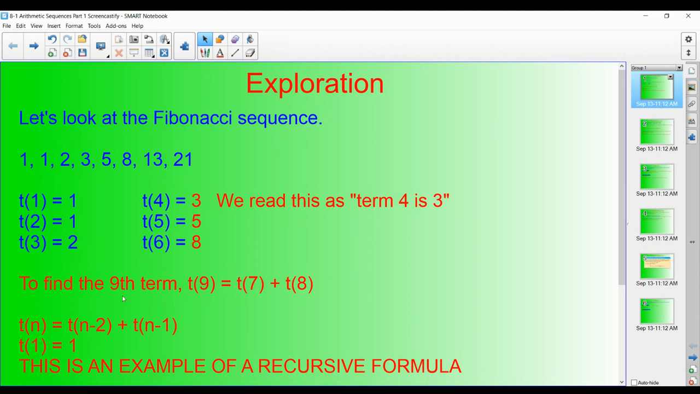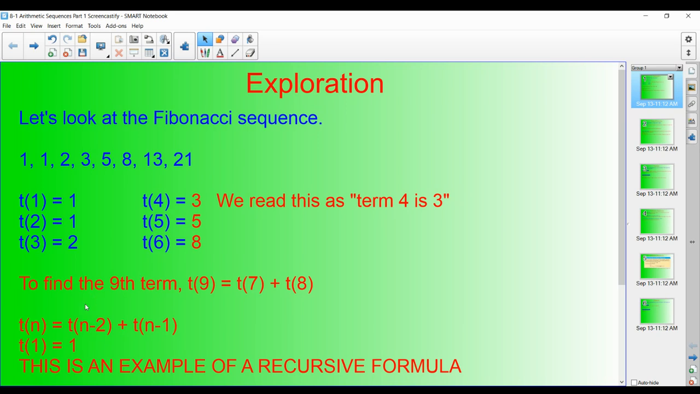So to find the ninth term in this sequence, the way this sequence works is I add the two previous numbers to get the next number. So 13 plus 21 would be 34, and that's the next term. And then I could do 21 plus 34 and get the following term.